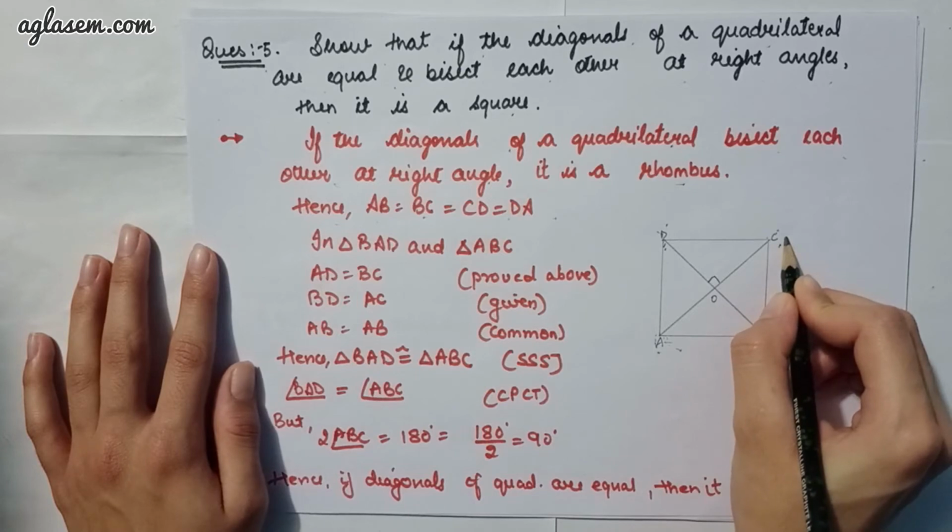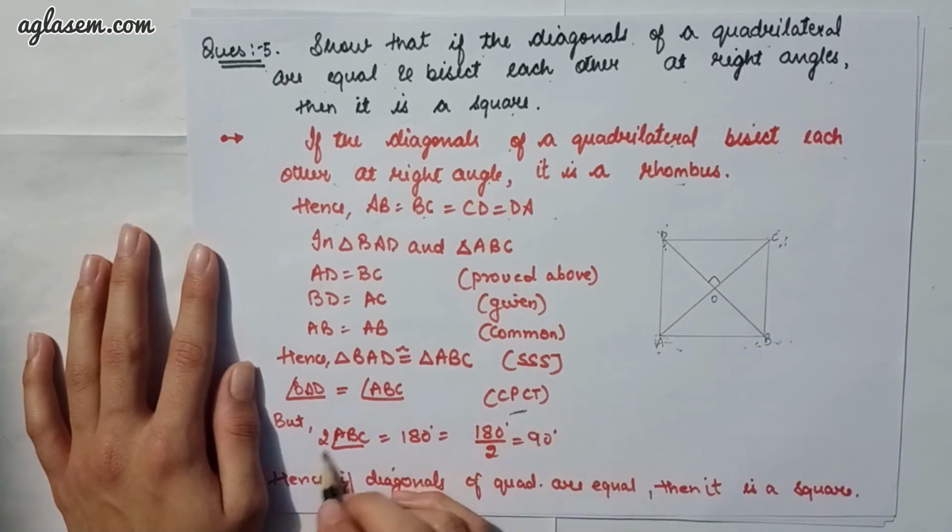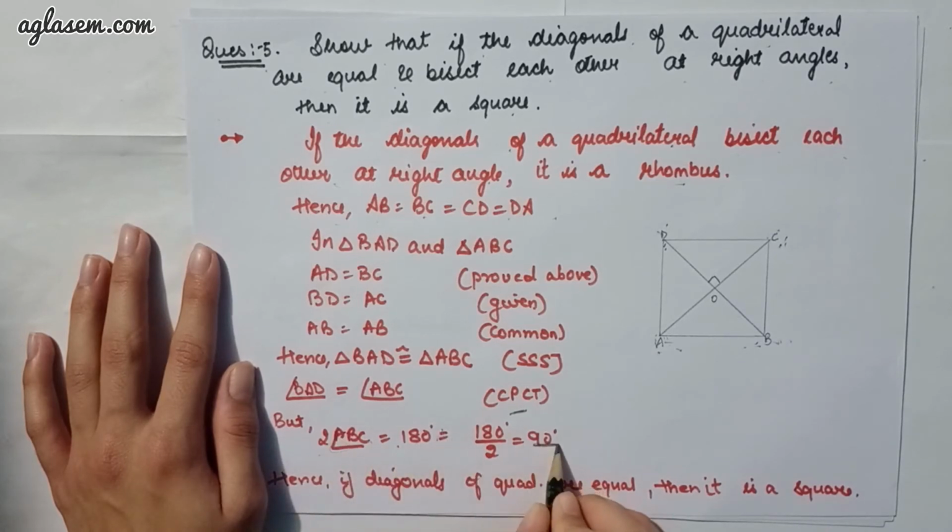So, angle BAD is equal to angle ABC by CPCT. Further, 2 angle ABC is equal to 180 degrees. By solving it, we will get 90 degrees. Hence, if the diagonals of a quadrilateral are equal, then it's a square.